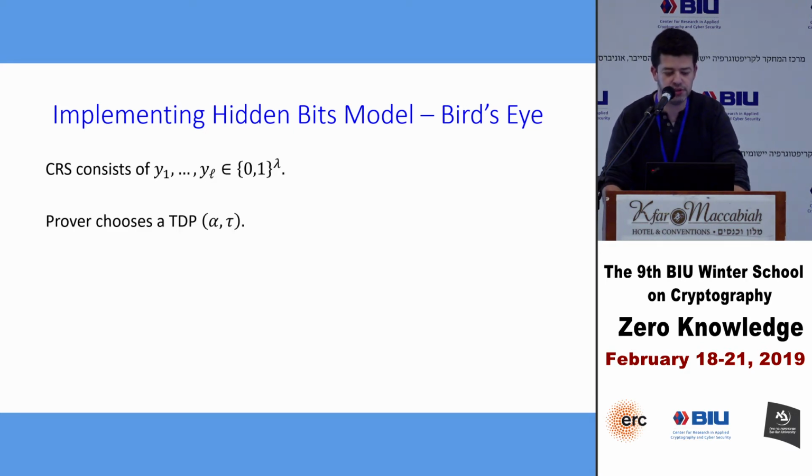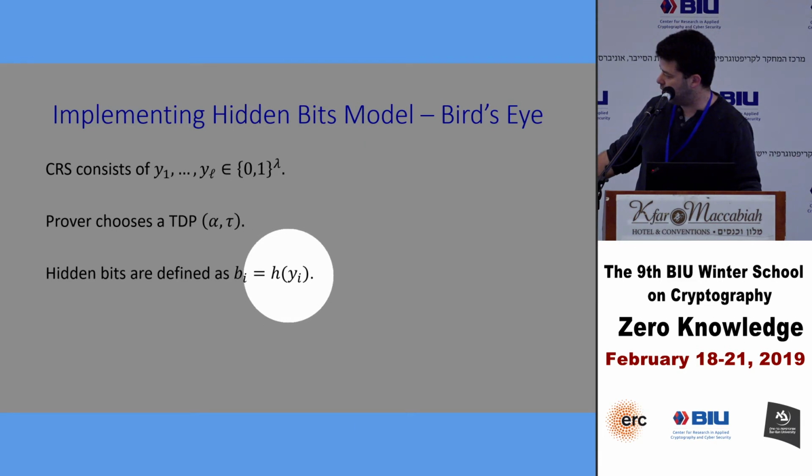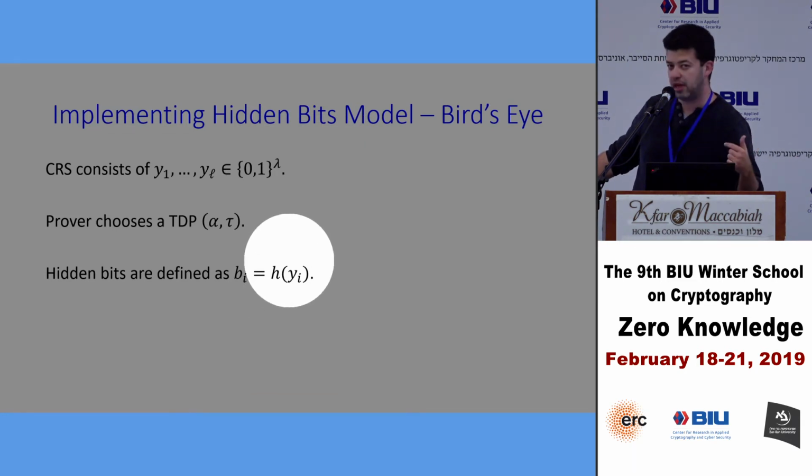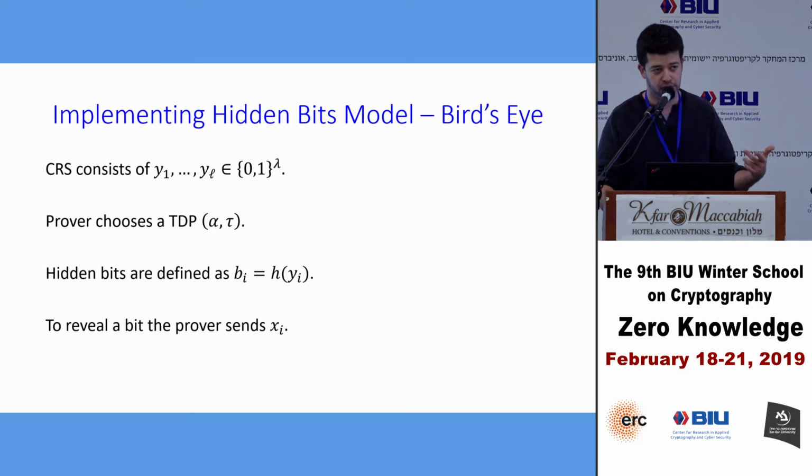And the way the protocol is going to work is that the prover is going to choose alpha and tau. The hidden bits will be simply defined as the hardcore bit applied to the Yi's, which intuitively means that they're hidden from, actually it should be the hardcore bit applied to the preimage of the Yi's. So this is a typo. Here, instead of Yi, this should be P sub alpha minus 1 of Yi. And then if the prover decides to reveal one of the bits, he can simply send the preimage, and then the verifier can check. So this was the bird's eye.